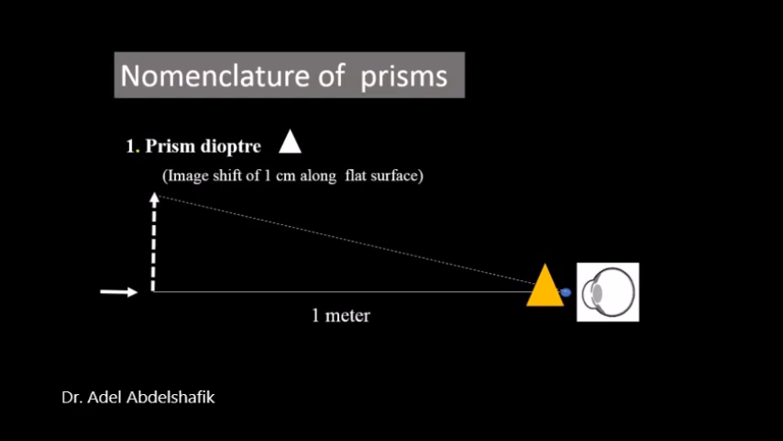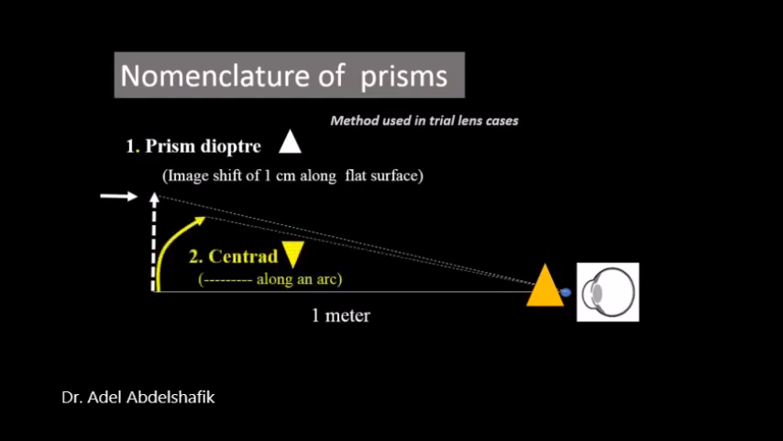The first is prism diopter. One prism diopter is the power of a prism that causes a shift of 1 centimeter on a flat surface located 1 meter from the prism. So this is the prism, away 1 meter, have a flat surface here. A prism that causes a shift of 1 centimeter, we call this the unit, and this is the prism diopter. Prism diopter is the method used in the trial lens case in ophthalmology.